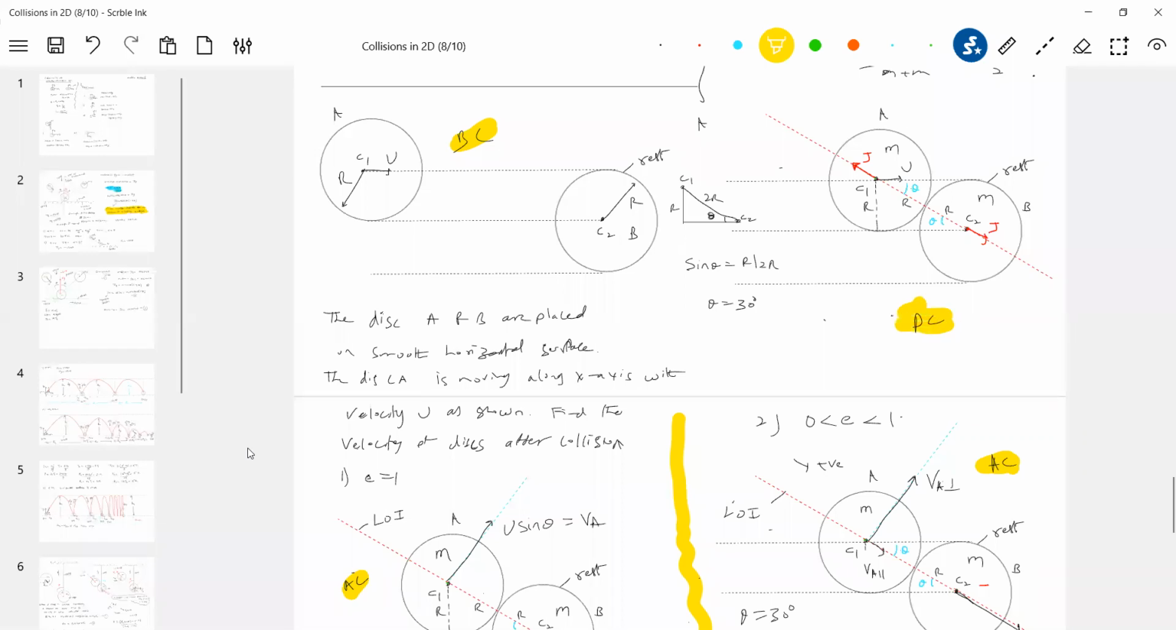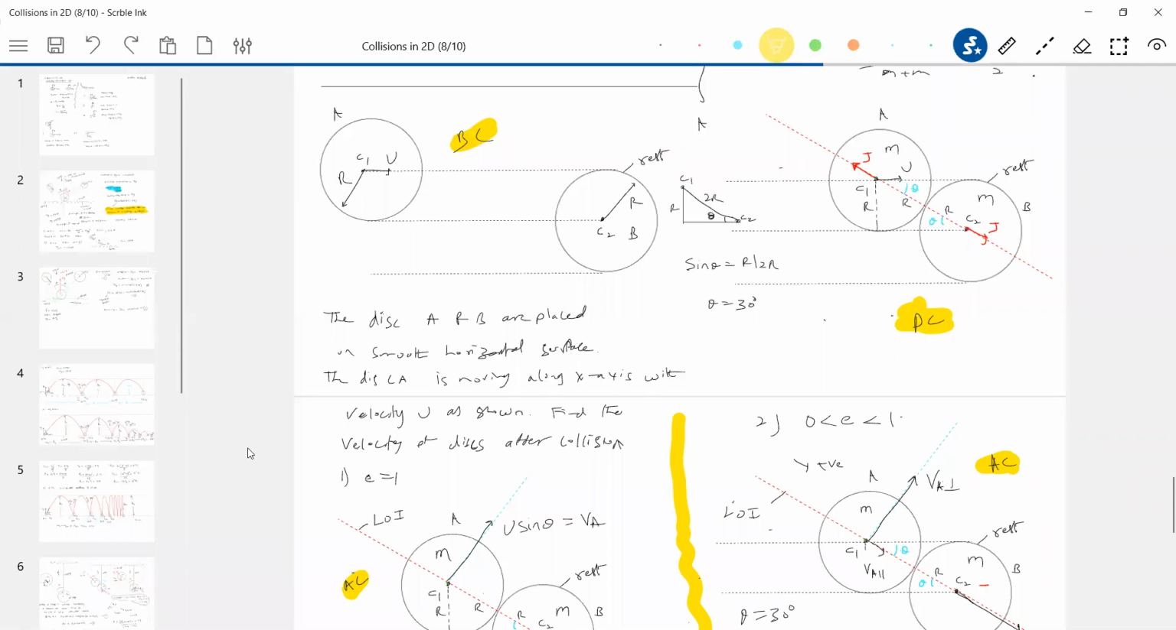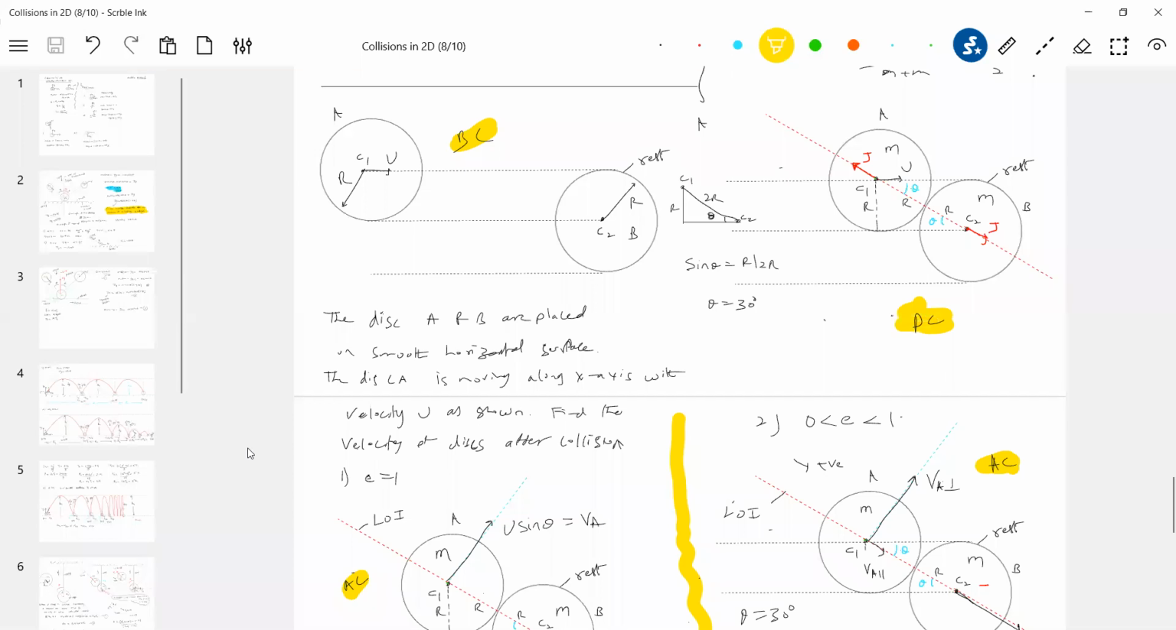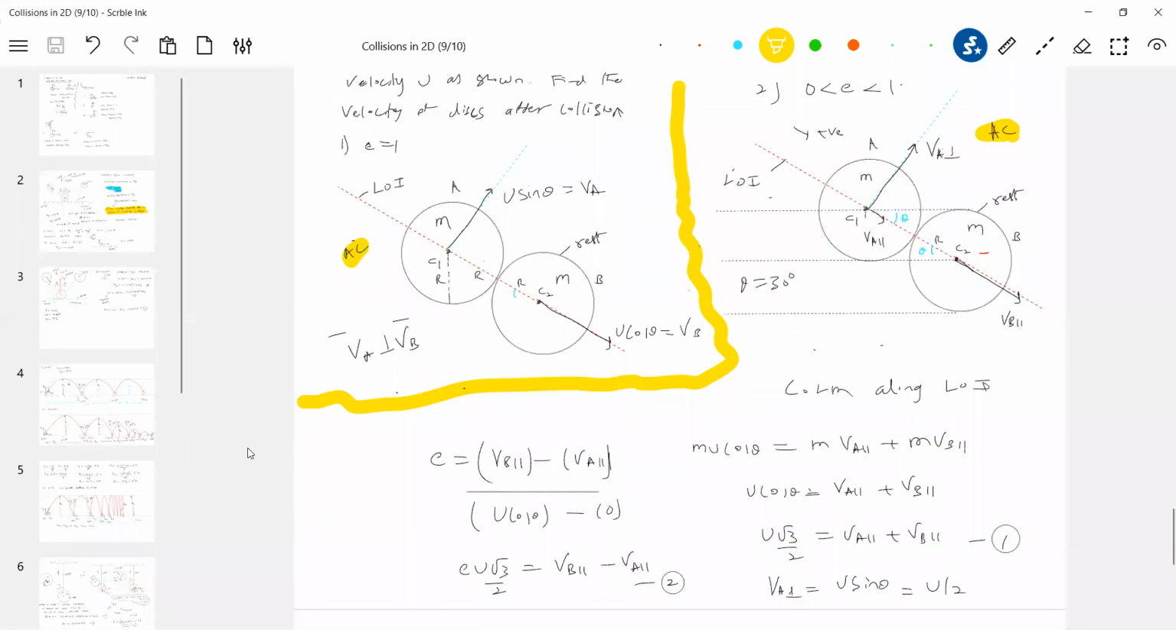Try to see this. Whenever you get a two-dimensional collision, the line of impact becomes very important. Those components of velocities directed perpendicular to the line of impact will not change. Those components of velocities which are along the line of impact will change due to impact. So before collision, we have to check: is there any component of velocities of colliding bodies perpendicular to the line of impact? Those components will not change. So elastic or inelastic collision will be determined.